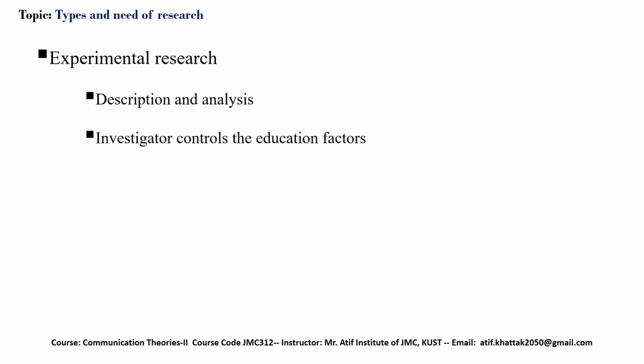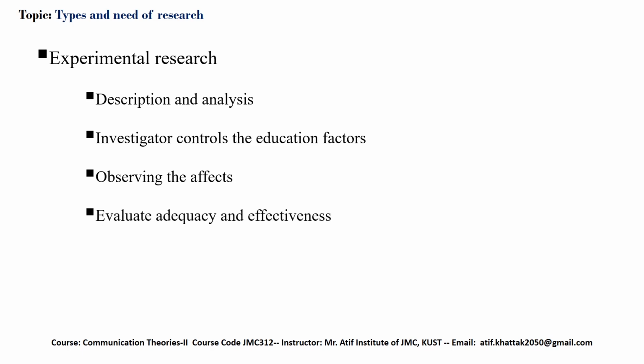Next type is the experimental research. In 1992, a scholar, his name is J.W. Best, he describes experimental research as the description and analysis of what will be or what will occur under carefully controlled conditions.